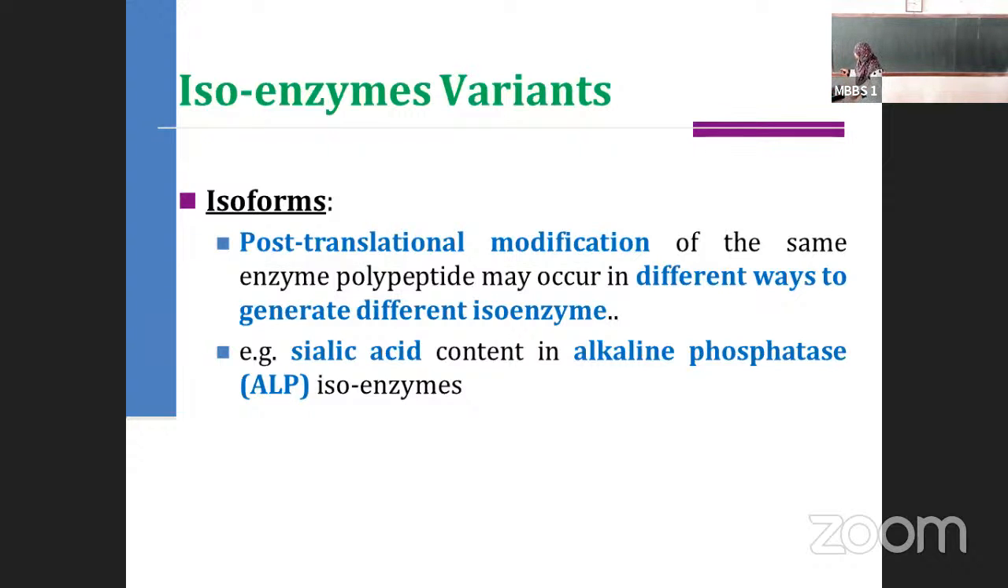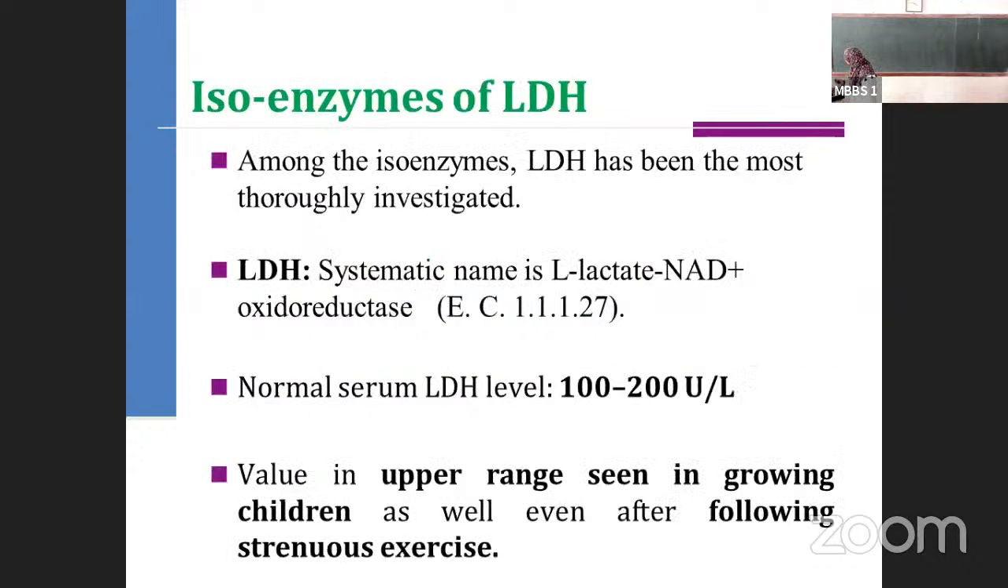So here also, isoforms are produced because of post-translation modification of the same polypeptide chain, in different ways, to generate the different isoenzymes. The enzyme synthesis is the same, but after the synthesis they undergo some modification. They are called isoforms, but their function will be the same. Here you see sialic acid contained in the alkaline phosphatase. Sialic acid is a carbohydrate, and its content will be different in different forms of alkaline phosphatase. You will understand better when I give you an example.